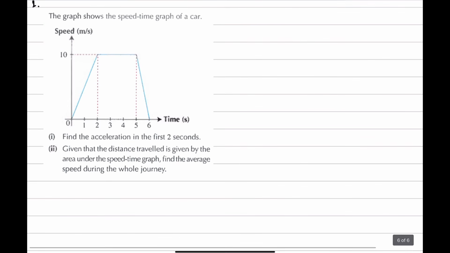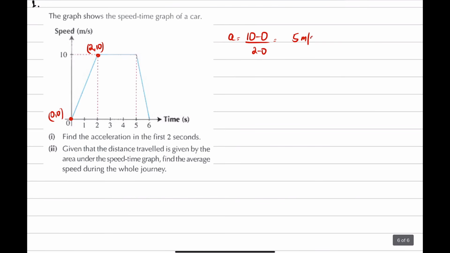The gradient. Very good. And in order to find out the gradient, you need 2 points, which you have. The coordinates of this point is 2, 10. The coordinates of this point is 0, 0. So now you can find out the acceleration very easily. 10 minus 0 over 2 minus 0, 10 upon 2 is 5. So 5 meter per second square. Now you don't have to worry about writing the unit. As you know in math, it's given to you next to the space where you write down your answer.